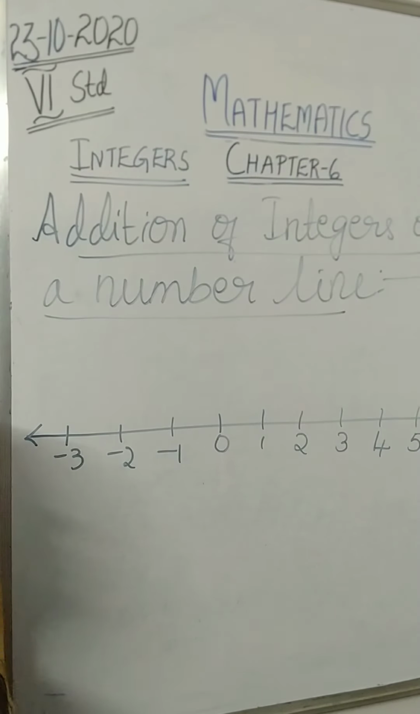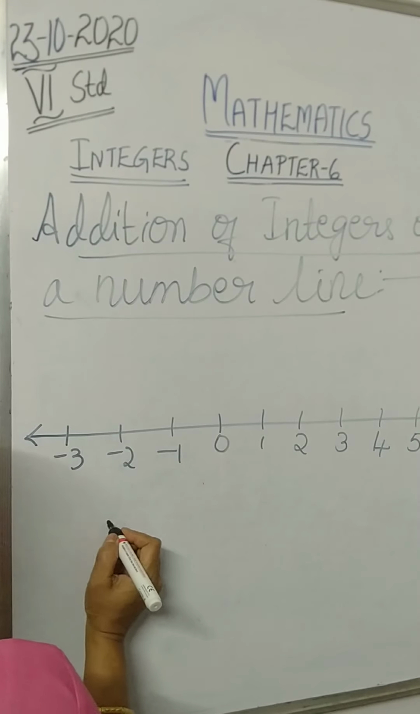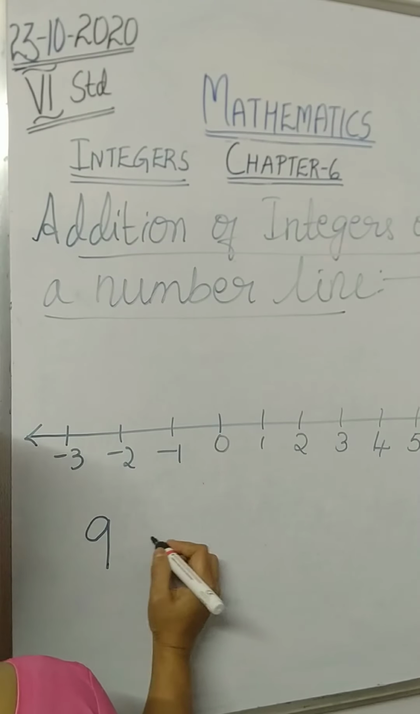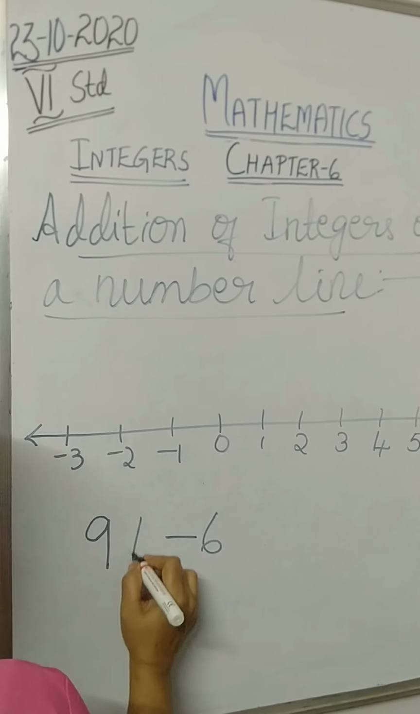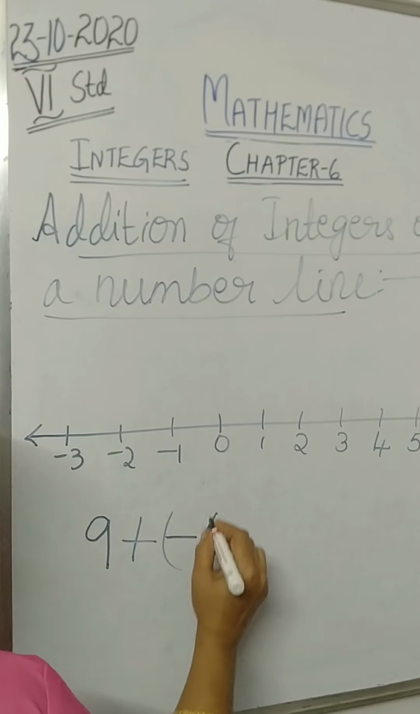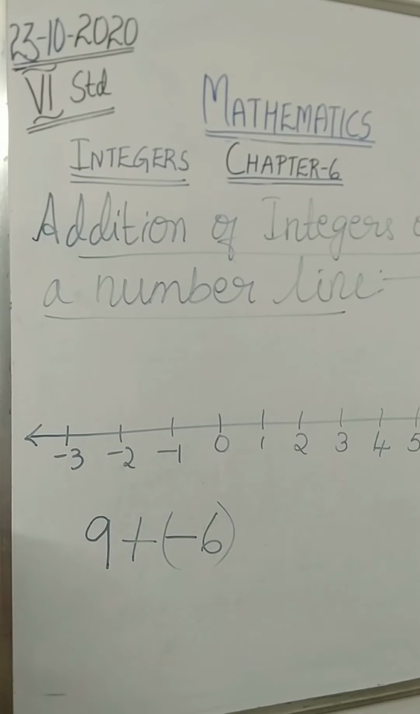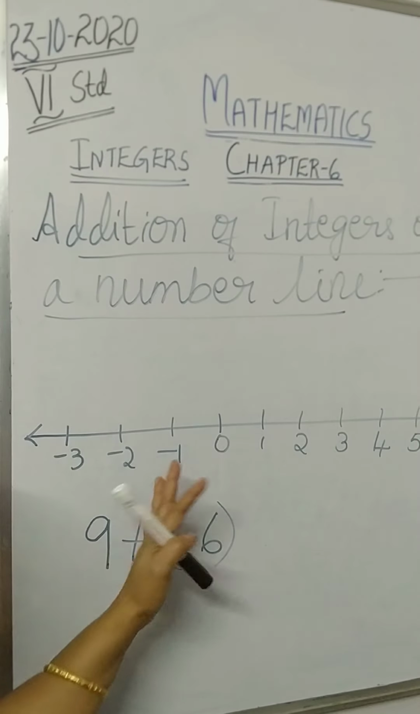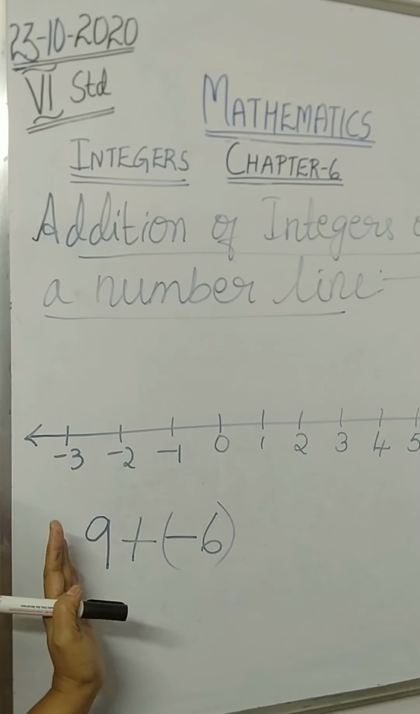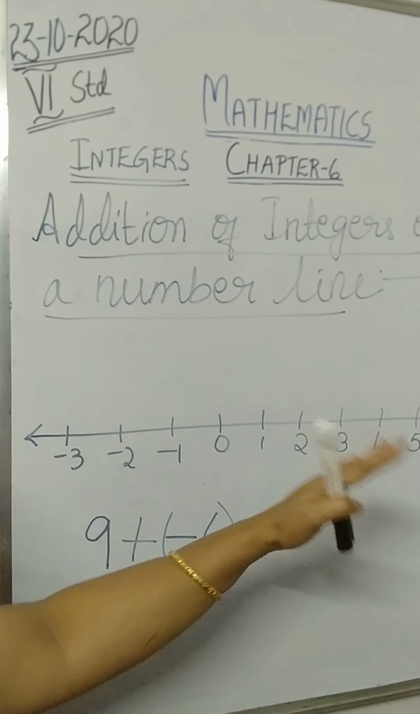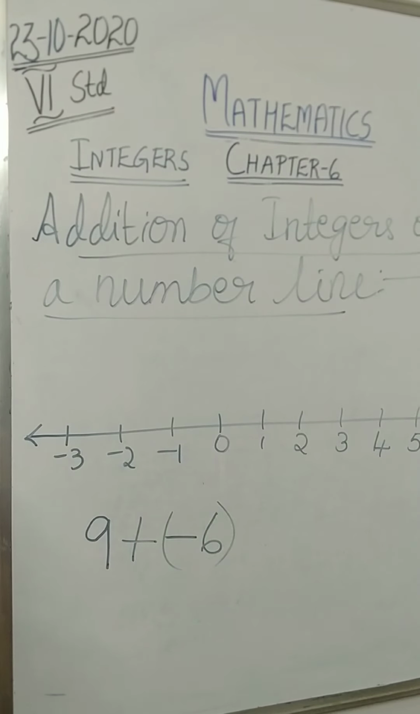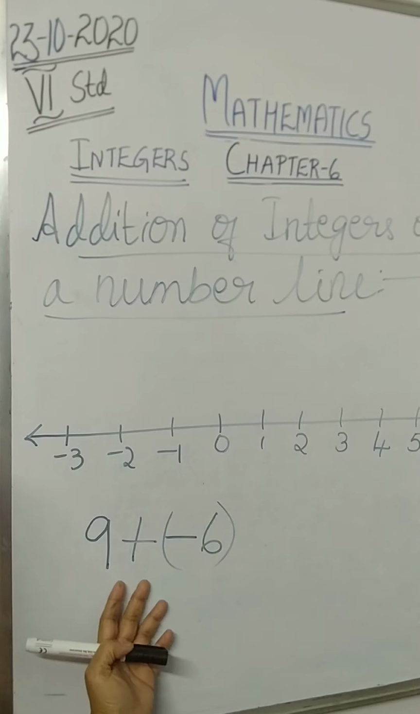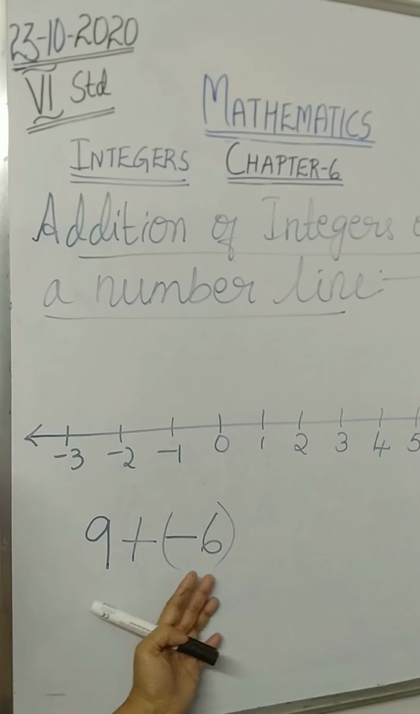Okay. Now let us see how to add 9 and minus 6. 9 is plus 9 minus 6. 9 and minus 6, how to add? Add. As I told you, when you have to add, yes, when you have to add, you have to move on to the right side. When you have to subtract, you have to move on to the left side. Yes, now here you have got both the signs here, plus and minus.